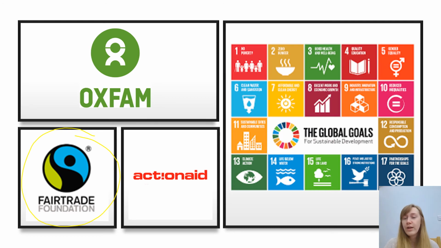Now, you can see on the screen there are 17 goals. There is a website that if you follow it, you can hover over each picture and it tells you a bit about the goal, but the main aim is to end poverty and improve life for everyone, and the UN recognises that those things have to work together. So developing and developed countries have to work together. We have to look at improving health, education, reducing inequality, and looking after our environment.